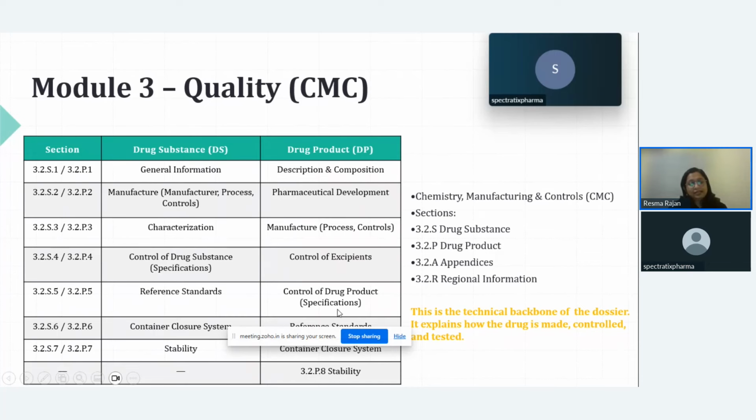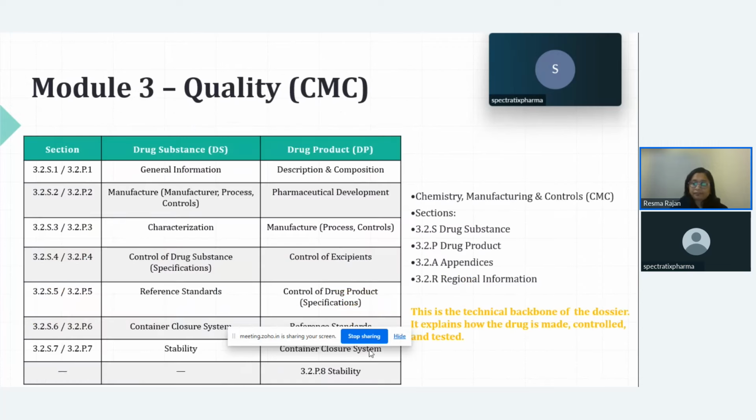And after that, the control of drug product section. Same like drug substance specification, drug product also will have a set of specification criteria. All that detail will be given in 3.2.P.5. If you say 3.2.P.5, which section is it? You ask an American or European drug controller, they will say that it is control of drug product, because as per the ICH M4Q, you shall give these details at this particular section.